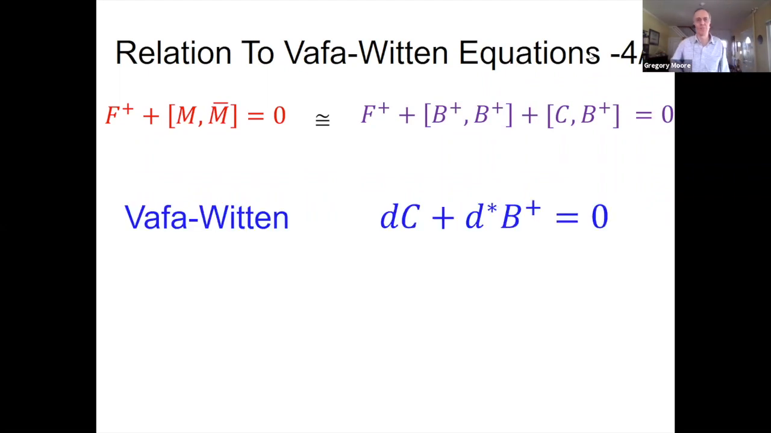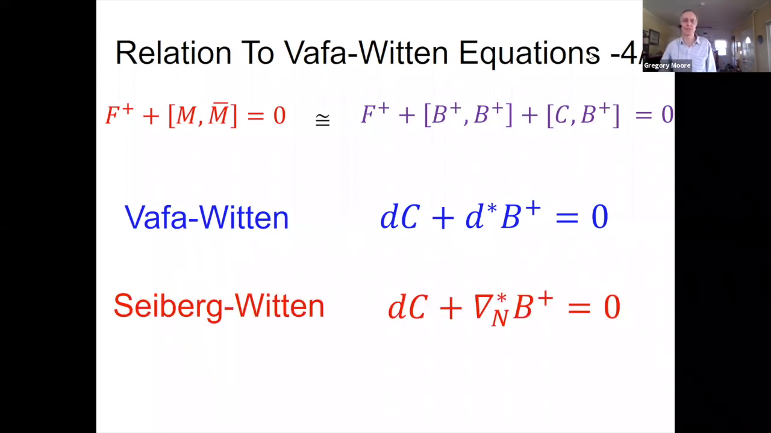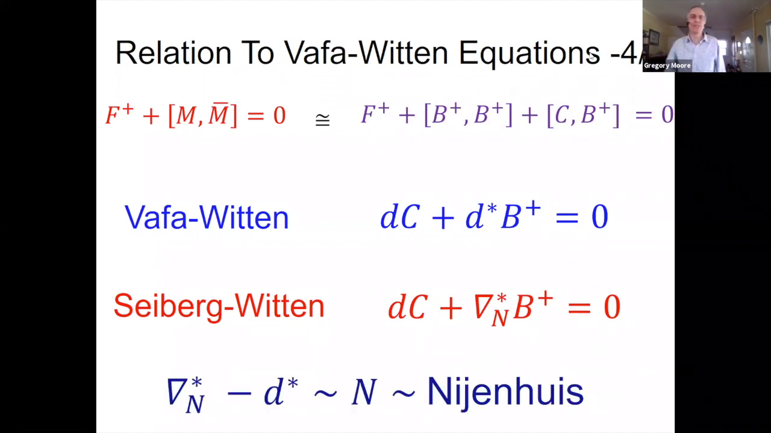But the second equation is more troublesome. The second Vafa-Witten equation looks like this. And if you put it into this language, the second Seiberg-Witten equation looks like this. So contrary to what I said this summer, Seiberg is not the same as Vafa. I really ought to have known better. But they're pretty close. The difference of this connection on B with D star is zeroth order in derivatives and tensorial. So, it's easy to make a mistake here.